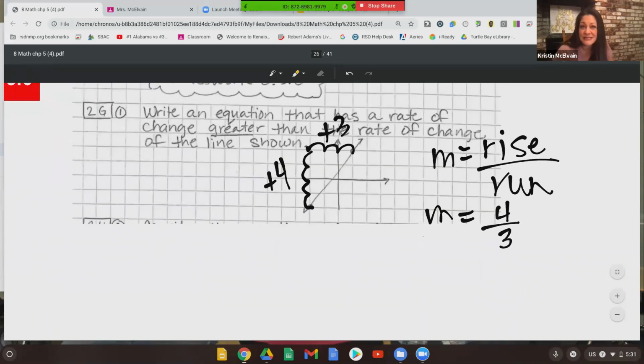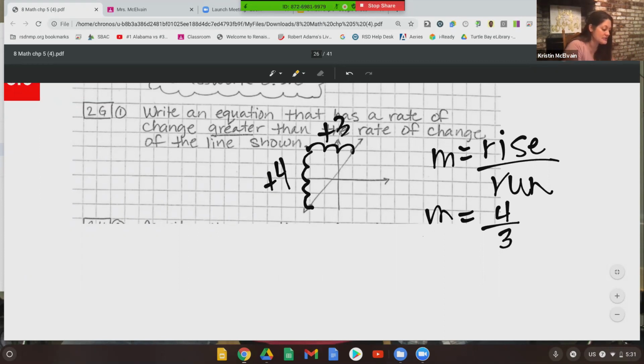We just need something that's bigger. Okay, so this one, if we were to make that a decimal, 4 divided by 3 is 1.33333. So what if we had a slope of 2? That is steeper than 4/3. Okay, so it's a steeper line.